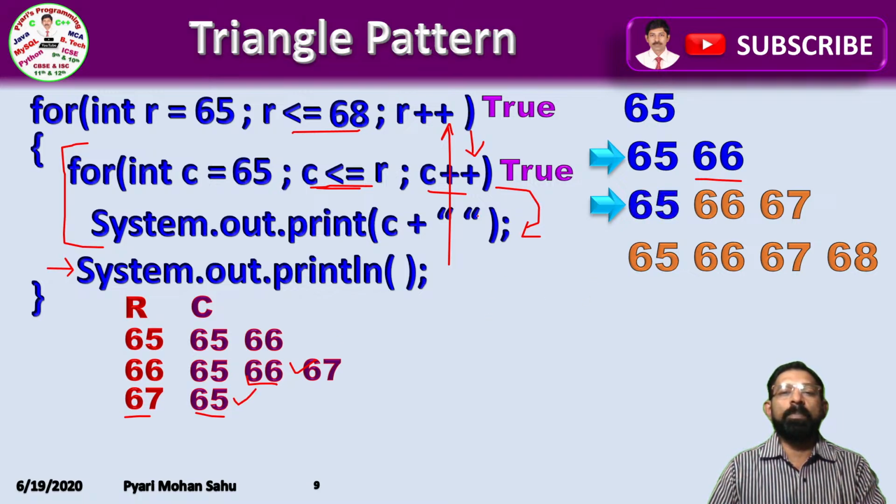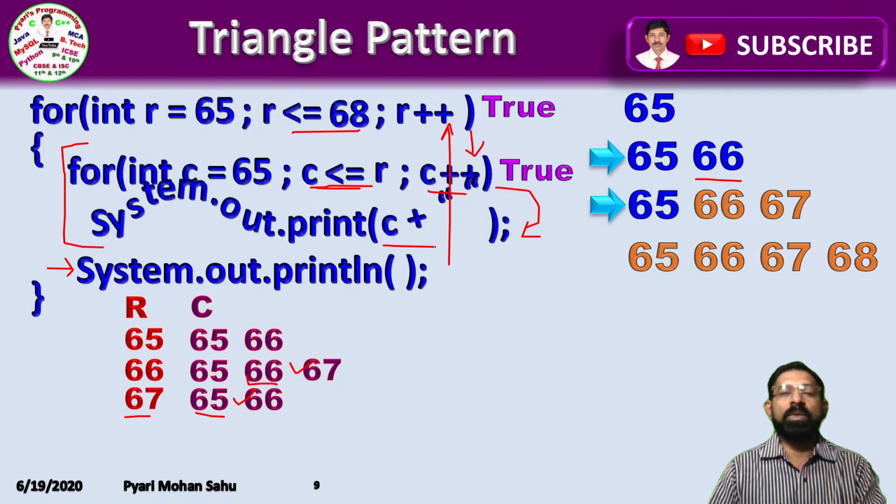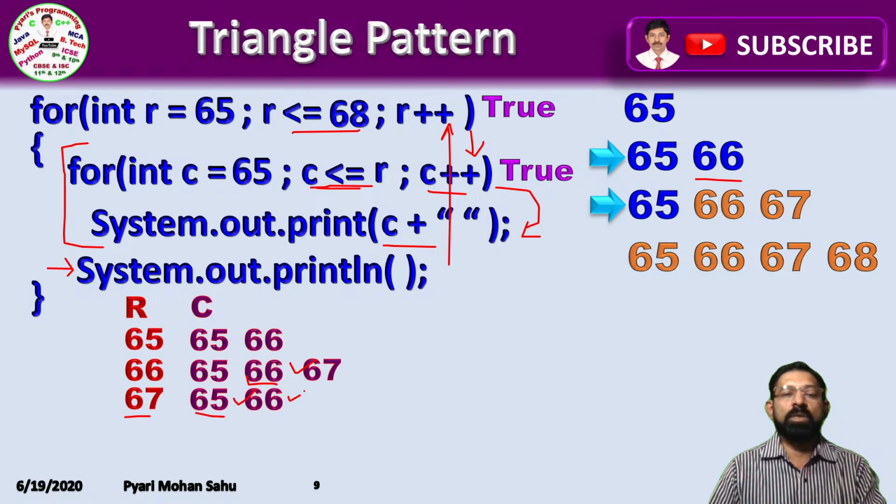Next, updation C++. Make it 66. 66 less than equal to 67. Condition true again. I will execute this one. It will display C. Now the C value is 66. That's why it will display 66. Then updation C++. Make it 67. 67 less than equal to 67. Equal to is available. That's why it is true. Again, I will enter into the body.